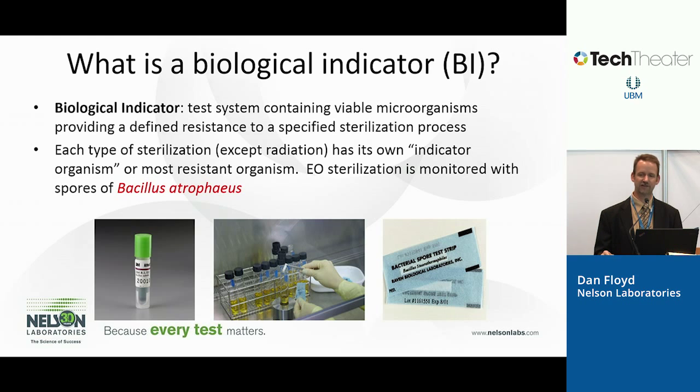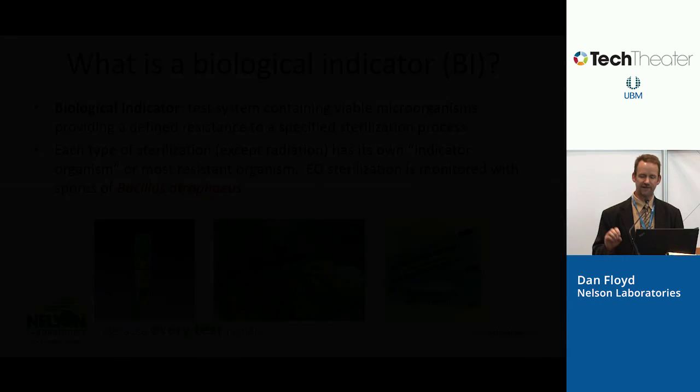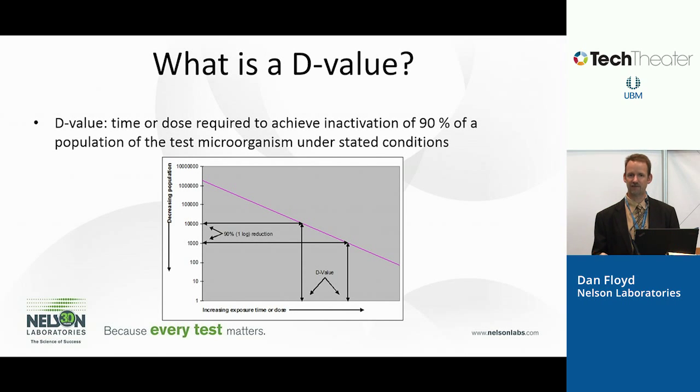But if you understand biological indicators, and these are what you monitor the process with, these are just where they put the spores onto either a paper carrier or some type of carrier material, and this is what you're going to monitor each and every cycle with. When you look at how they're done, they have a defined resistance called D value. What D value is, it's basically the time it takes to reduce a population of the spores by 1 log. So you go from 1 million to 100,000. How long did it take to do that?